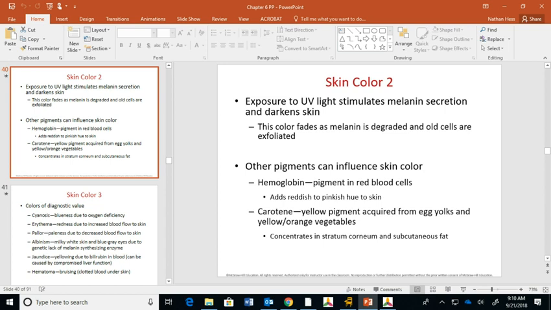All right. There are other pigments that can influence skin color. Hemoglobin is the pigment in your red blood cells that makes them red. That's what gives a reddish-pinkish hue to us light-skinned folks. You see that more than you do in dark-skinned folks. Keratin, which is the yellow pigment from egg yolks and things like carrots, can also produce an orangey tint.